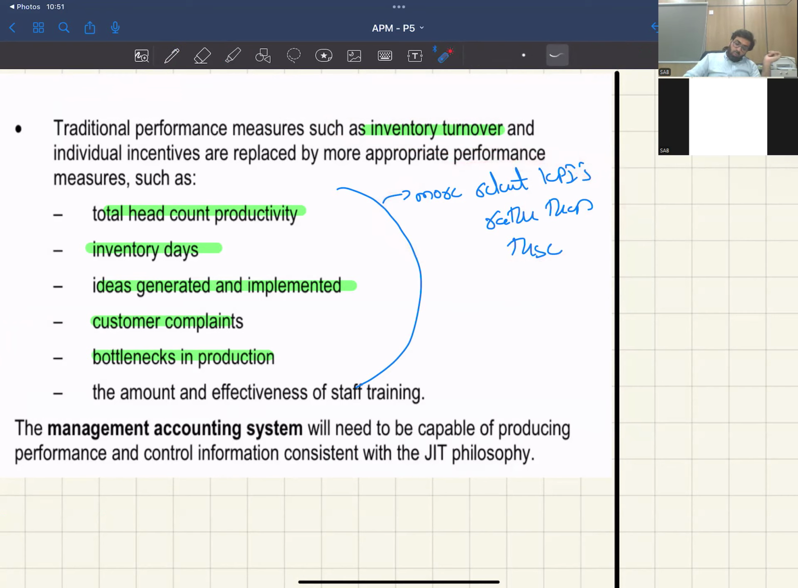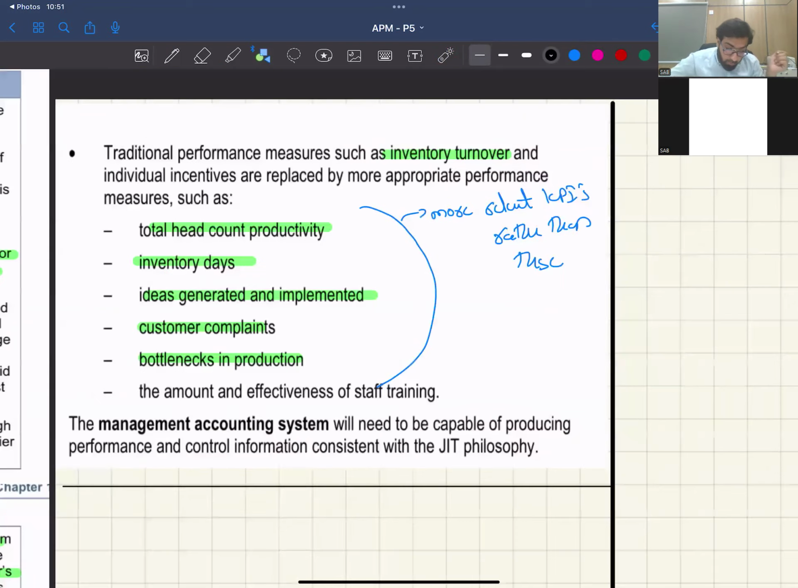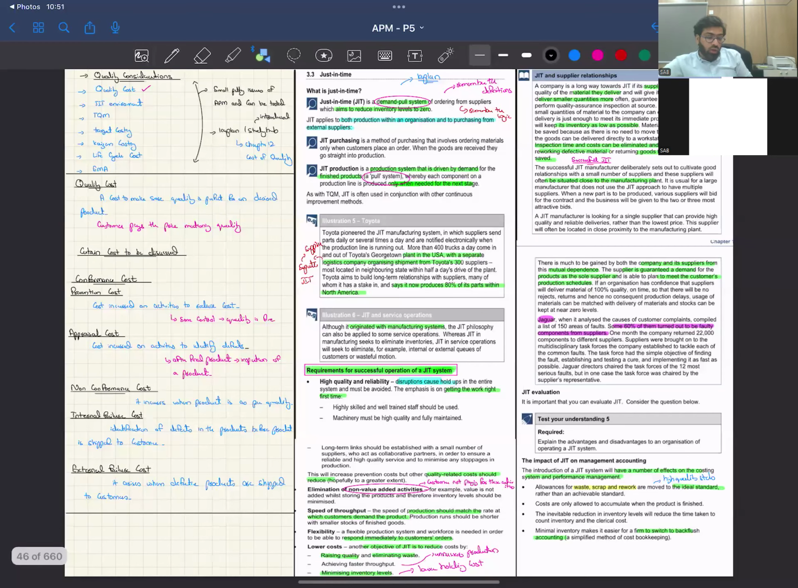So the management system will need to be capable of producing performance and control information consistent with the JIT philosophy. These are the things that allow you to focus on JIT more, and that leads you towards having a good environment to make sure your inventory is in line with the demand, because you are not going to overproduce or overstock yourself, and you're going to produce just in time.